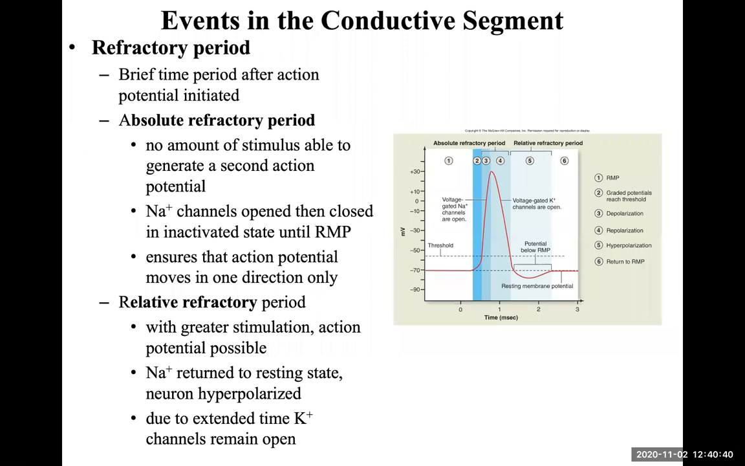Well, there you go. I figured I had a slide. So absolute versus relative has to do with this: during the absolute refractory period, you cannot generate another action potential. During the relative refractory period, you can. It's just going to take a greater stimulus than it would if you were starting at the resting membrane potential.